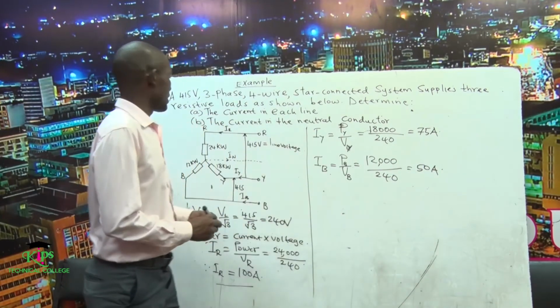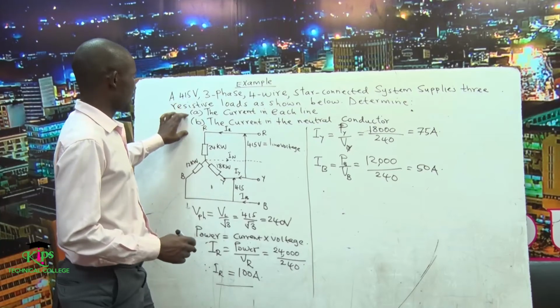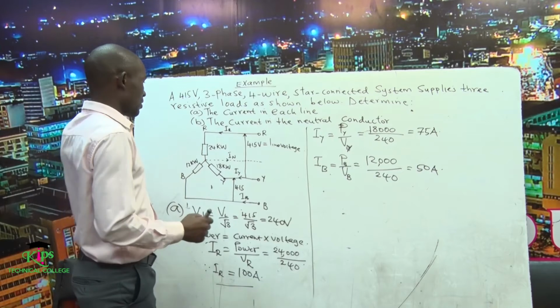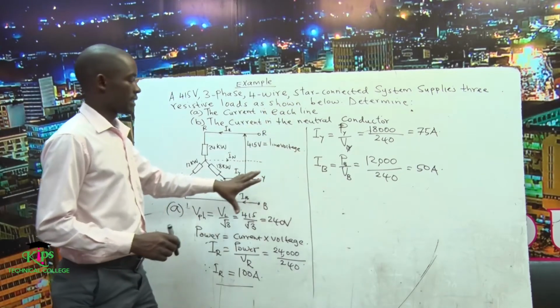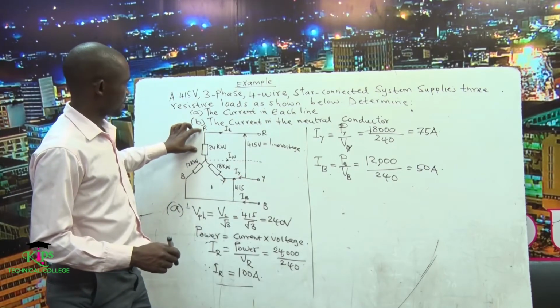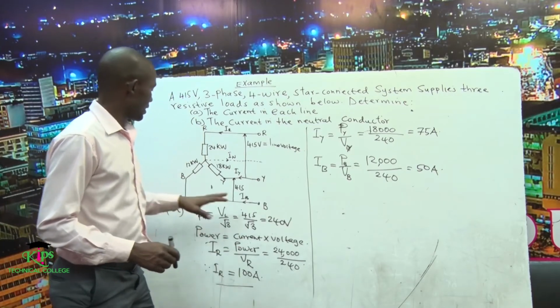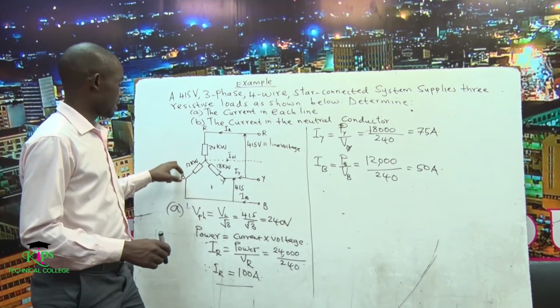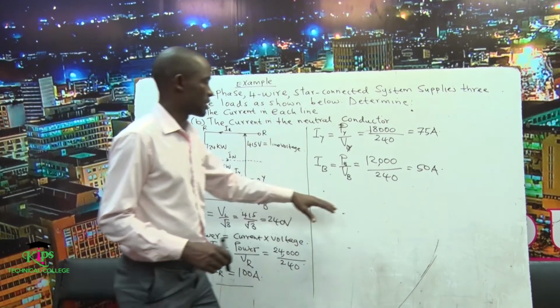So we have answered our first part, part A, where we were supposed to get the current in each line. The current in the red phase is 100 amperes, the current in the yellow phase is 75 amperes, and the current in the blue phase is 50 amperes.